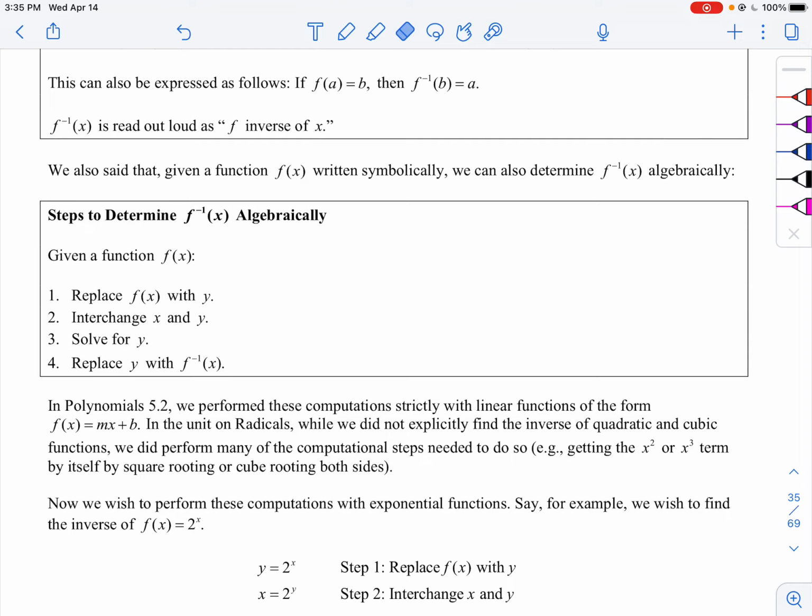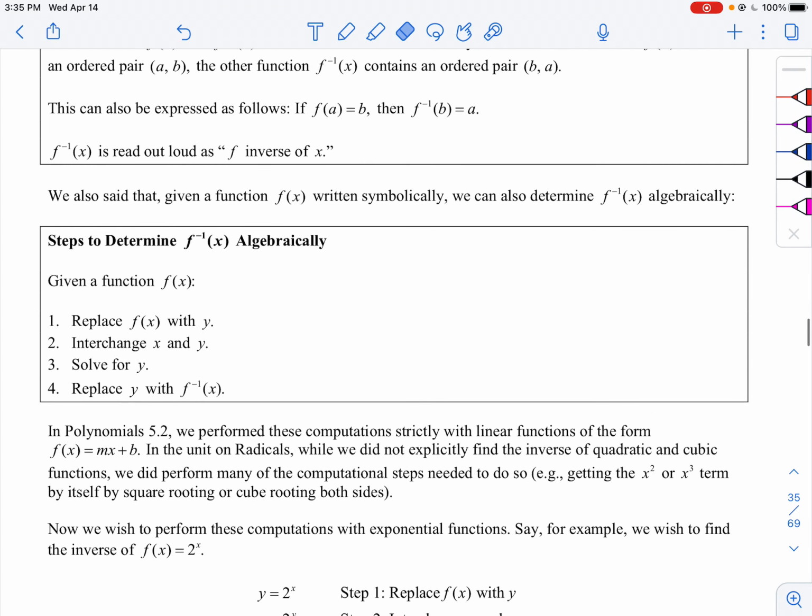So in here, what if now we wish to perform this computation with an exponential function? Say for example, we want to find the inverse of f of x equals 2 to the power of x. We'll start with step number 1, replace f of x with y. So y equals 2 to the power of x. Step number 2, interchange x and y. We have x equals 2 to the power of y.